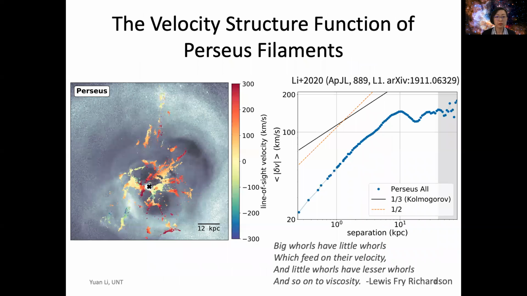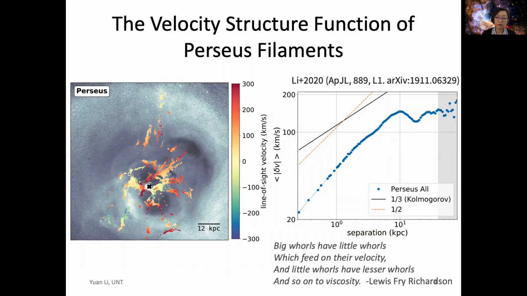To find out, I computed the velocity structure function of the Perseus filaments, shown on the right-hand side. A velocity structure function simply relates the separation of pairs of pixels and the mean velocity difference at those separations. As you can see, the velocity structure function shows a beautiful power law on small scales, which is what you would expect from a turbulent flow where big whirls are turning into little whirls.